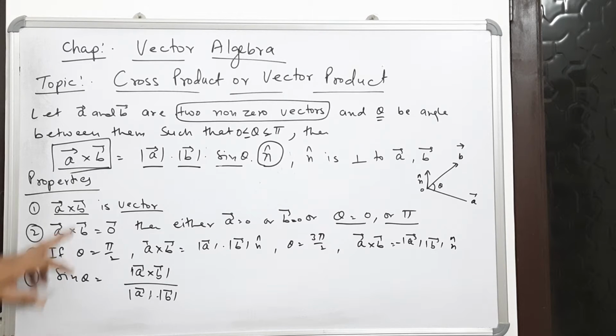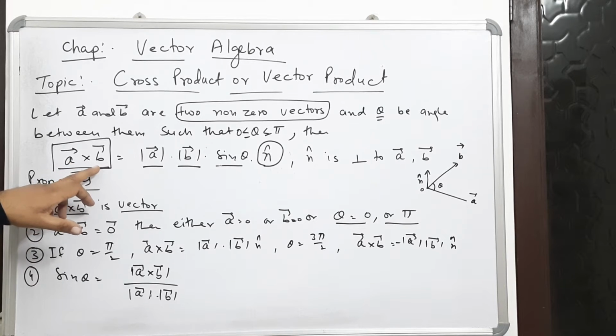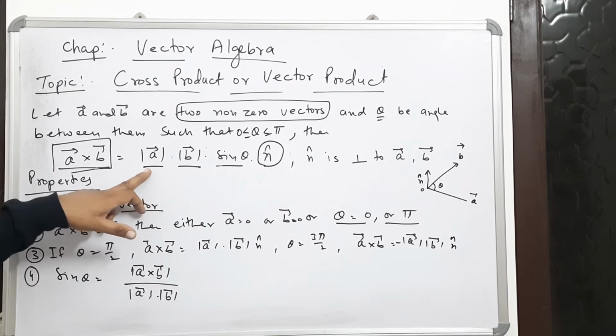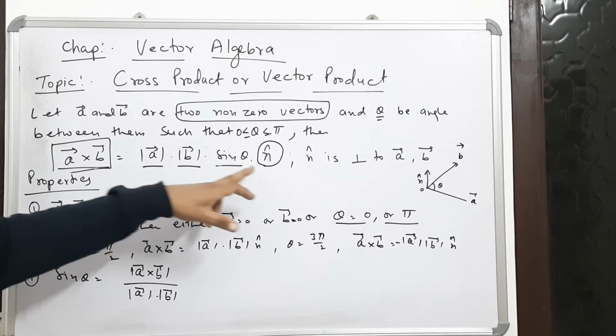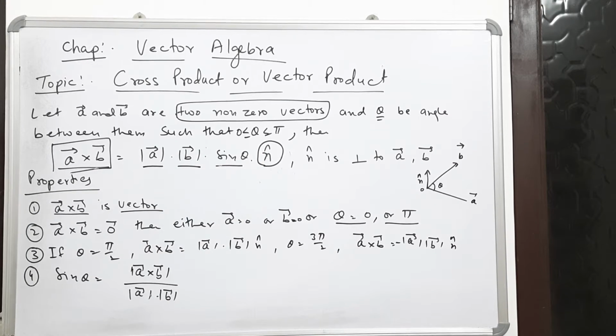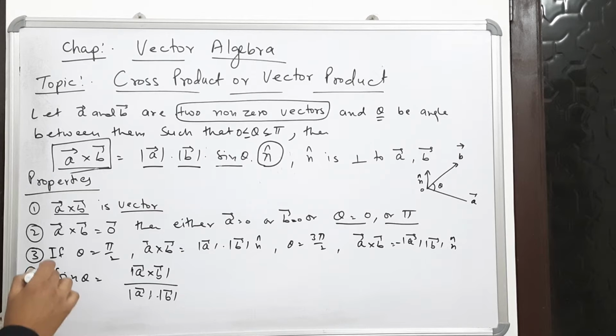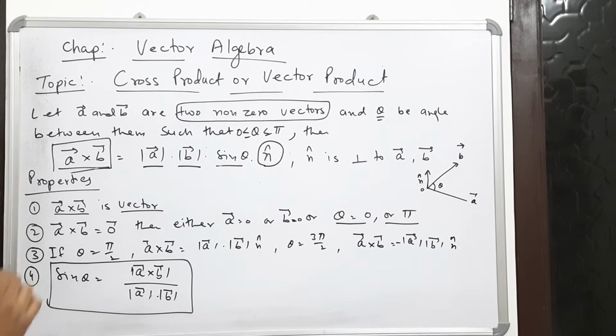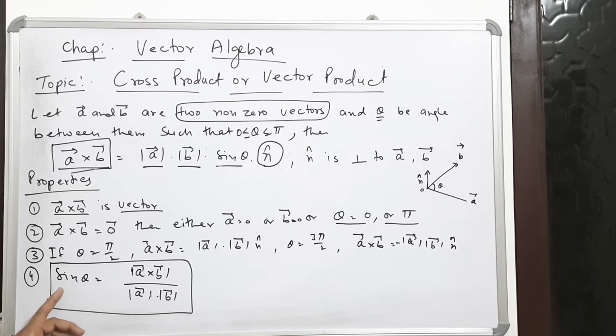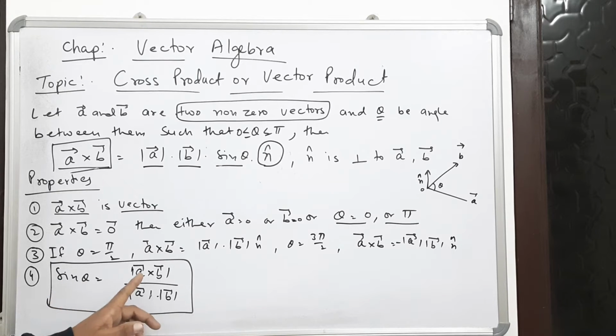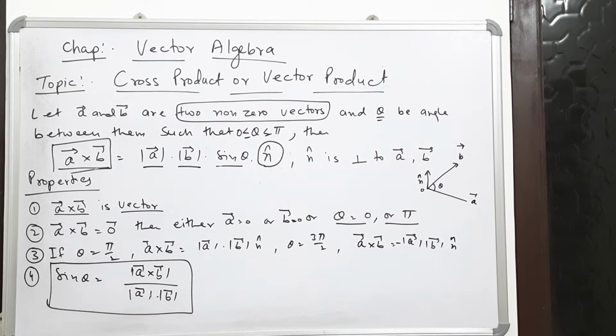Now the next property is, with the help of this we can find sine theta. What will be sine theta? The magnitude of A cross B divided by the magnitude of A as well as the magnitude of B, because the magnitude of n cap is 1 since it is a unit vector. So in this way we can find the value of sine theta with the help of the cross product. And in the dot product, cos theta is equal to A dot B upon the magnitude of A and the magnitude of B. Here A dot B is already a scalar quantity. So these are some properties of the cross product.